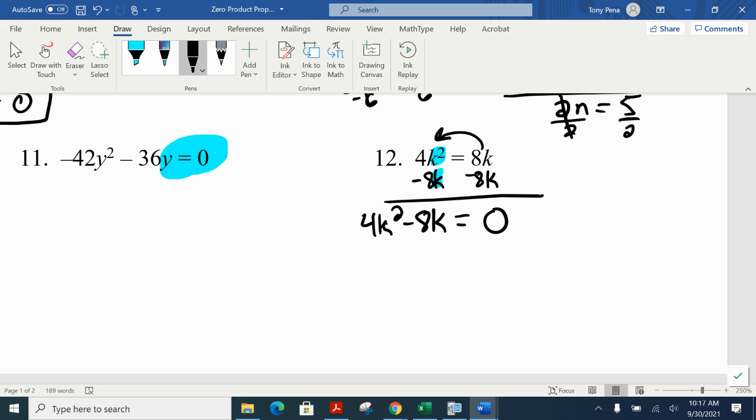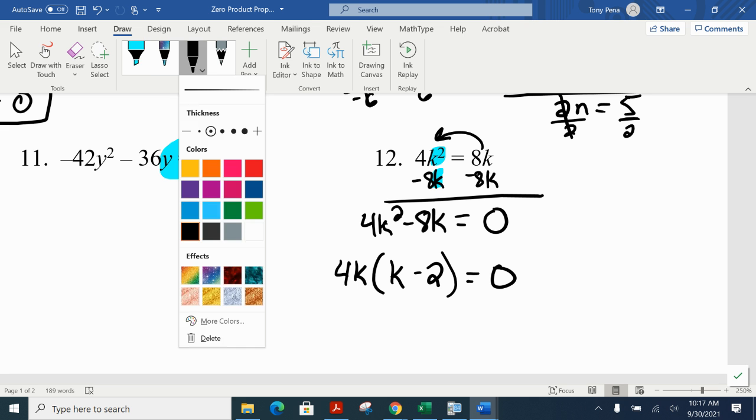All right, Juan, what was your GCF? 4K. Good. They each are divisible by 4, and they each have at least 1K. So if I pull out a 4K, this 4 is gone. I'd only have 1K remaining for the first term. From the 8, I'd still have a 2, and that K has been pulled out.